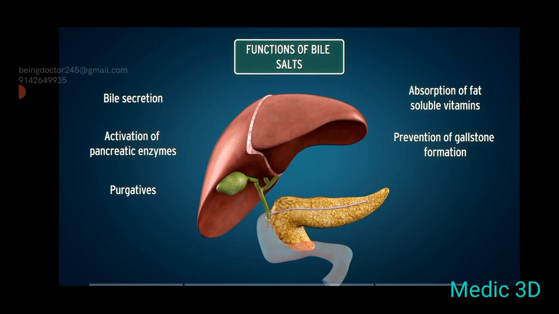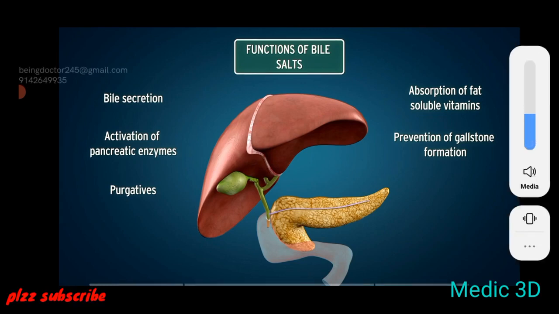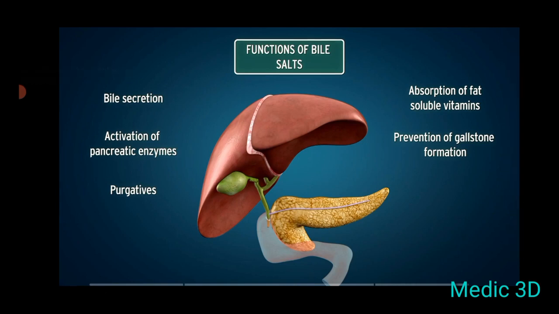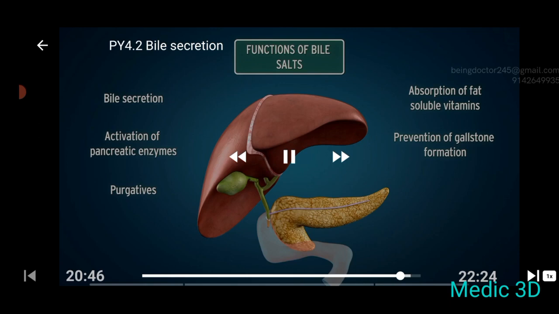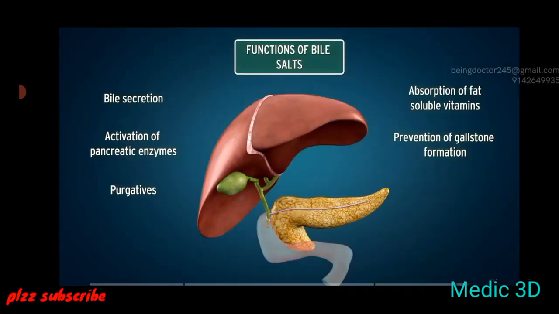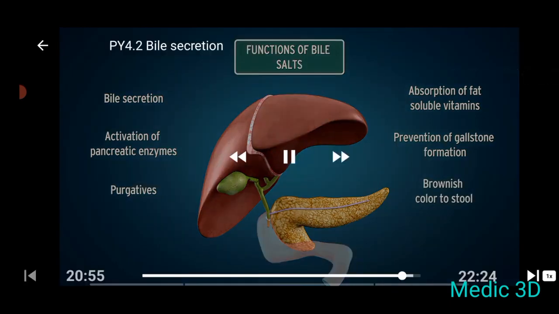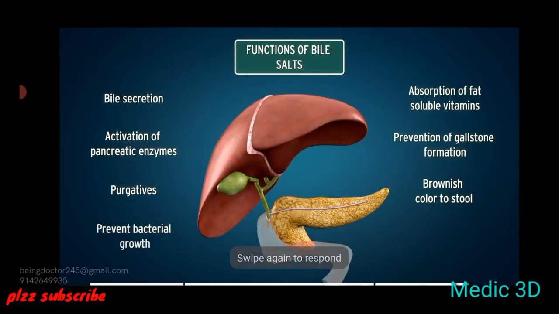Physiological purgatives. Bile salts act as physiological purgatives. Constipation occurs in conditions of deficiency of delivery of bile into the intestine, as occurs in obstructive jaundice. Stool color. Bile salts add a natural brownish color to the stool.